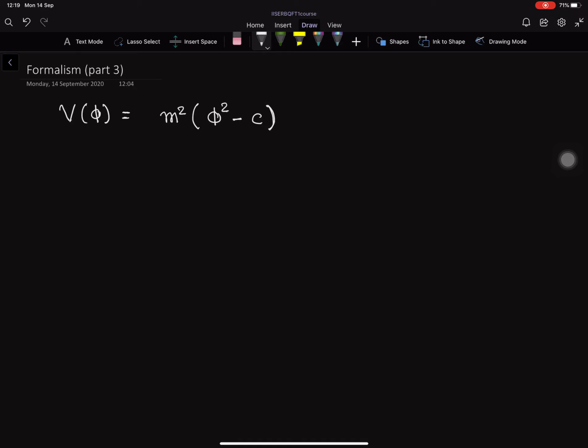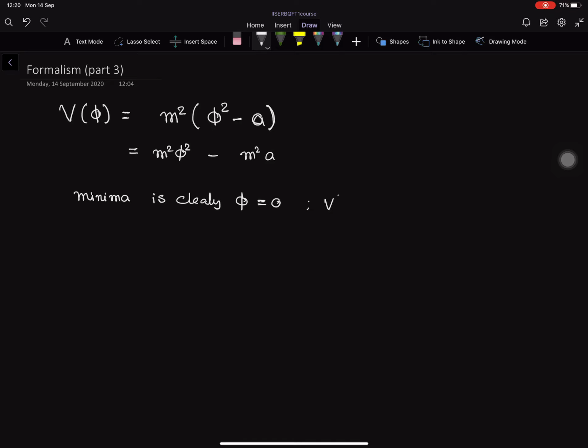So in this case you can just write it as m square phi square minus m square c. Let's call it m square a. So that then the minima is clearly phi is equal to 0. Right? How do we do that?